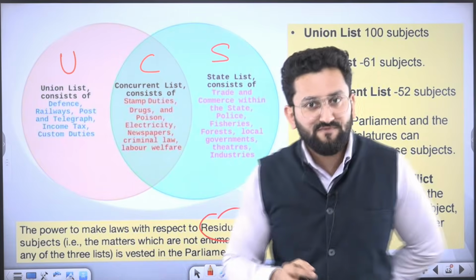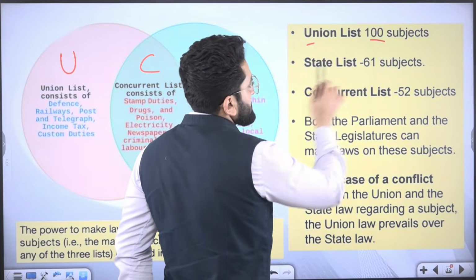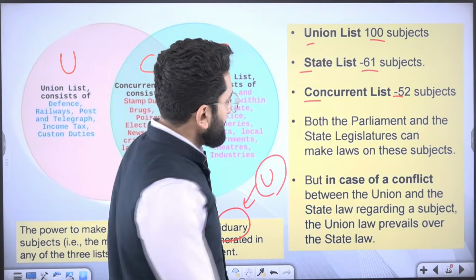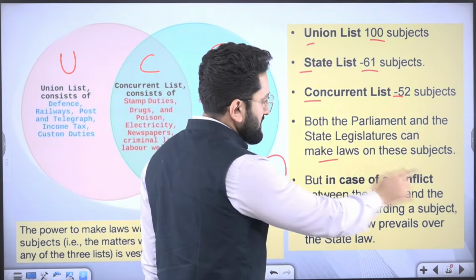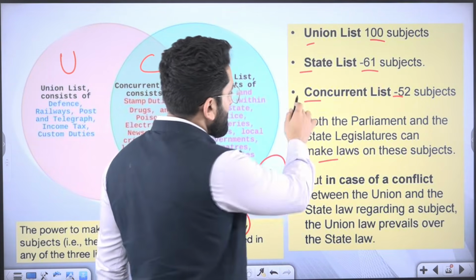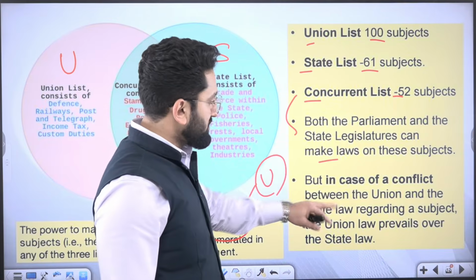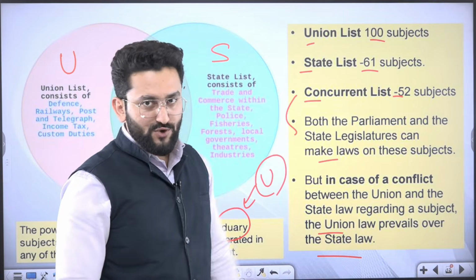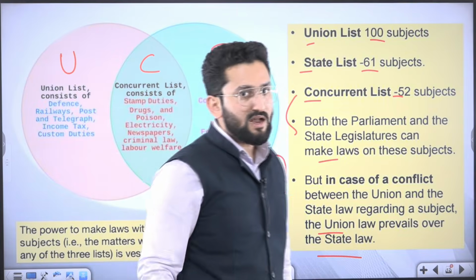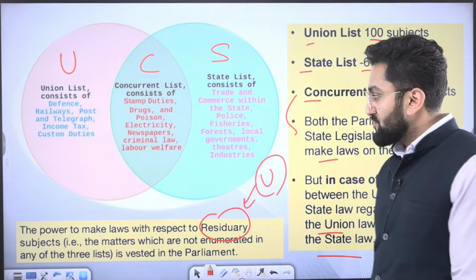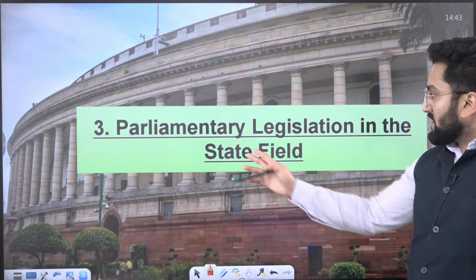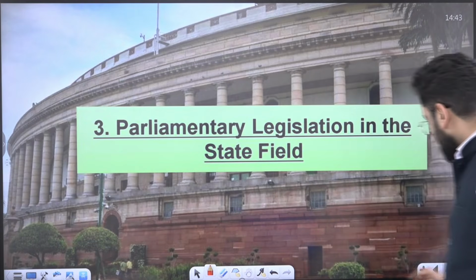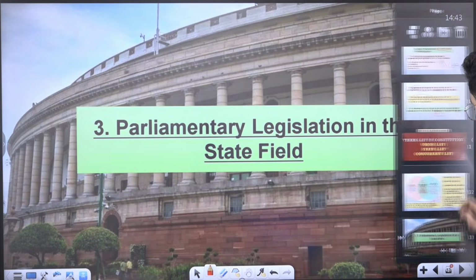Now, this is the fact: Union list 100 subjects, State list 61 subjects, Concurrent list 52 subjects. Both Parliament and state legislature can make law on these subjects. I'm talking about the concurrent list, I told you. But in case of conflict between union and state regarding a subject, union law prevails over the state. I've just told you, and I also added one practical example of the doctrine of harmonious construction. Now, the third aspect is parliamentary legislation on the state field. Okay? What we are doing actually is going with the structure.